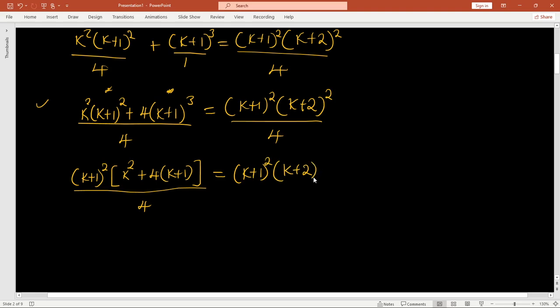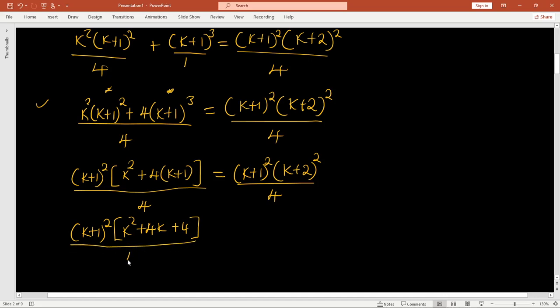equal to (k plus 1) squared, (k plus 2) squared divided by 4. Then if we expand the brackets inside here, we're going to have (k plus 1) squared, open brackets, k squared plus 4k plus 4, we close here, and then we have this below, equal to (k plus 1) squared and (k plus 2) squared divided by 4.